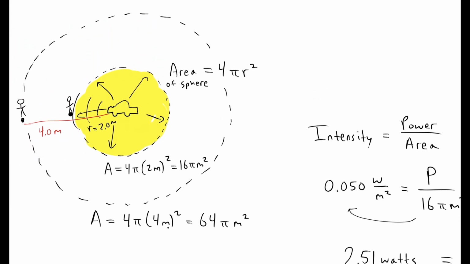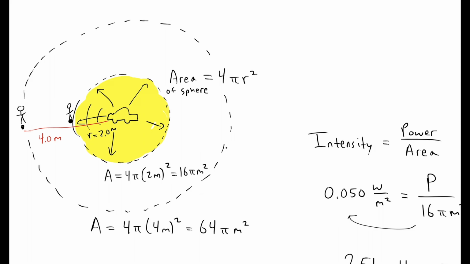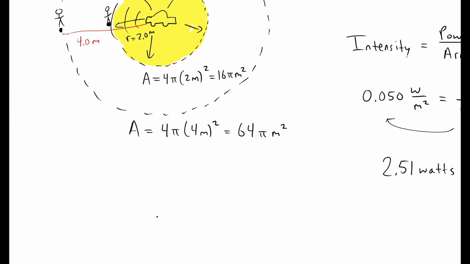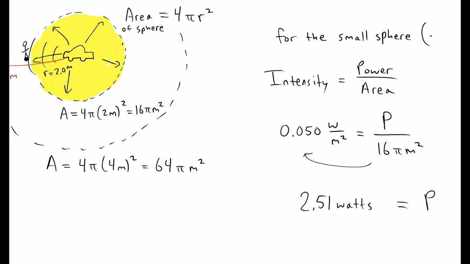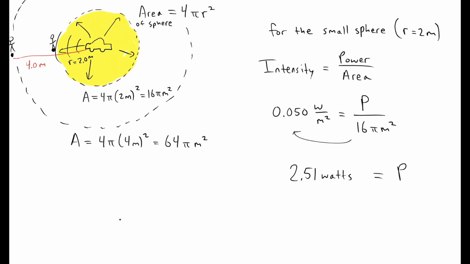Now, what we have to do for the larger sphere is figure that that same amount of power is now going to be distributed to a larger area. So we can do the intensity formula one more time. This was for the small sphere where the r was 2 meters. Now we'll do the calculation again for the large sphere. This is when the person is standing at a distance of 4 meters.